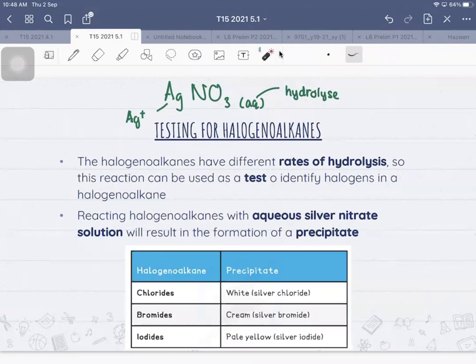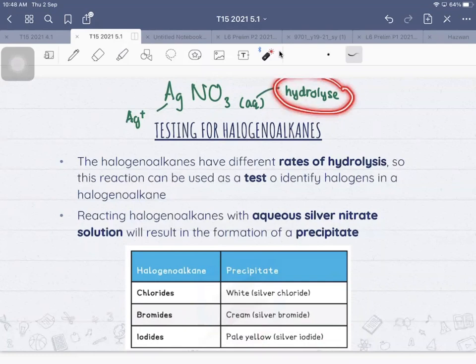You should already know by now that when silver combines with chloride ion, it produces a white precipitate, and that white precipitate is your silver chloride. When silver ion combines with bromide, you get a cream precipitate, and that cream precipitate is silver bromide. And when your iodide combines with your silver ions, you produce a yellow precipitate, and that's your silver iodide. So this is why we use silver nitrate. One reagent can do two reactions.